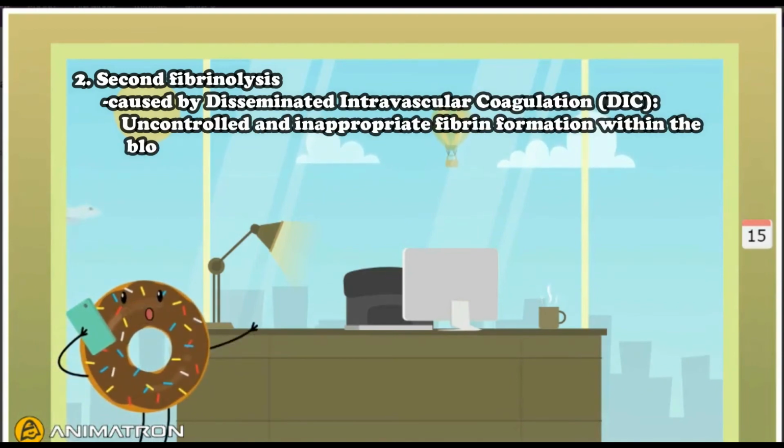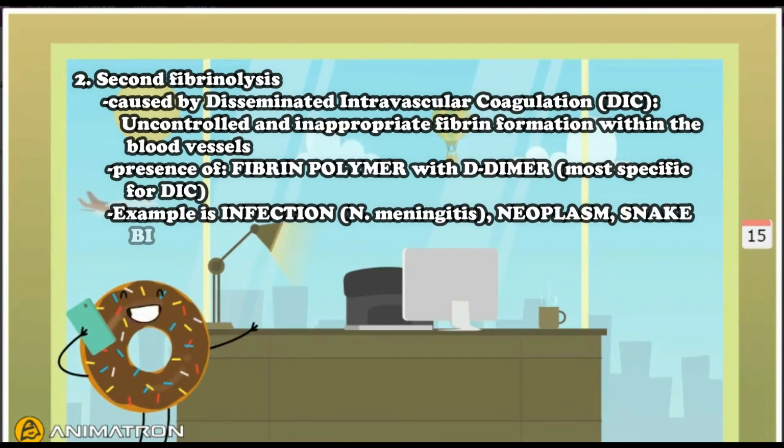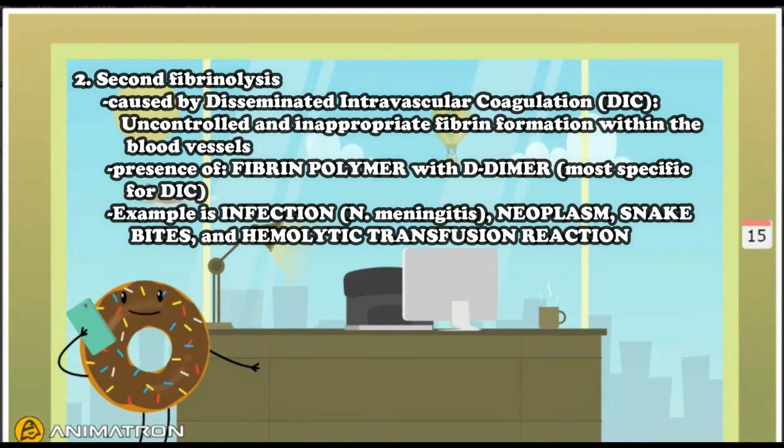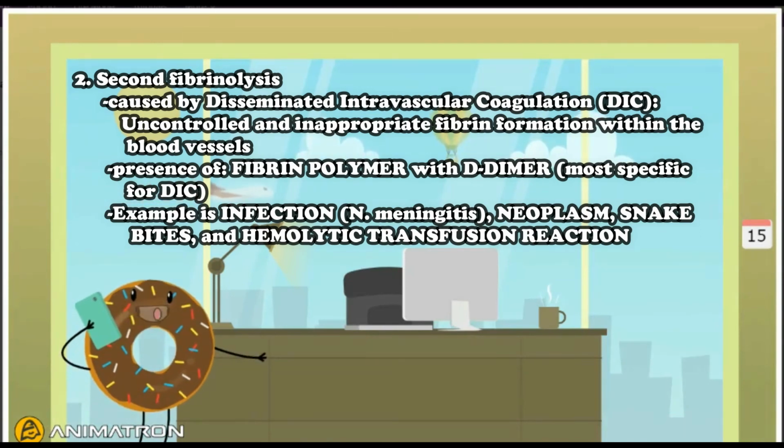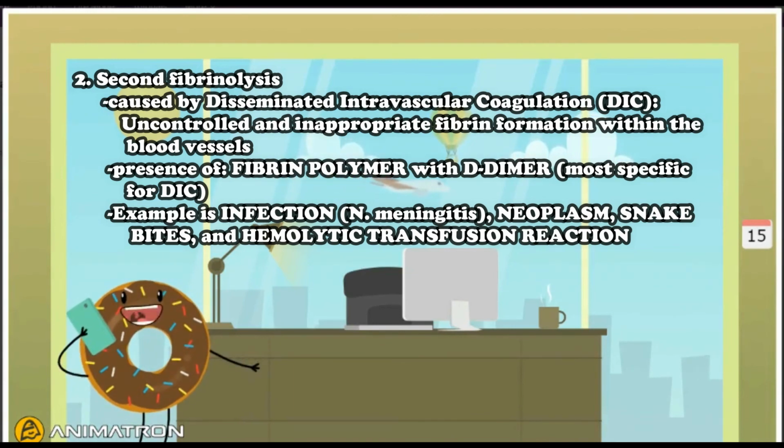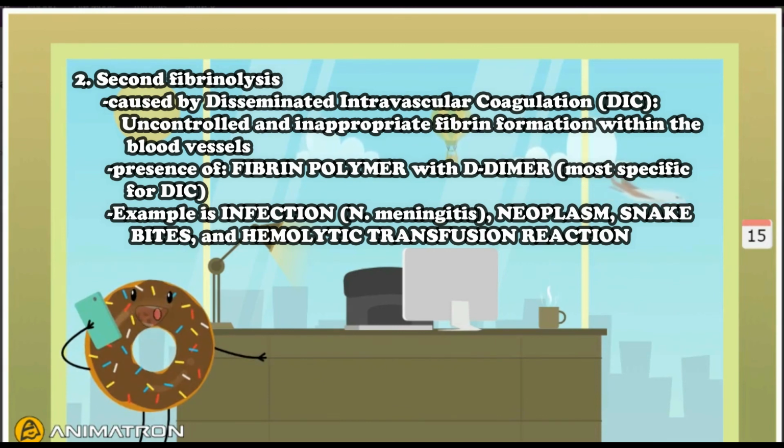Secondary fibrinolysis is caused by disseminated intravascular coagulation, uncontrolled and inappropriate fibrin formation within the blood vessel. It has the presence of fibrin polymer with D-dimer, most specific for DIC. Examples of this are infection with N. meningitidis, neoplasm, snake bites, and hemolytic transfusion reaction.